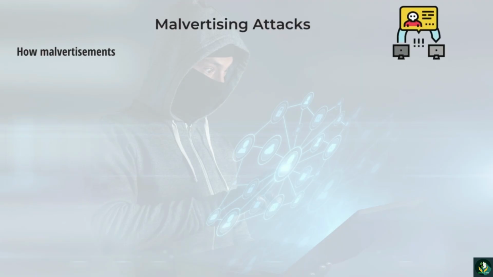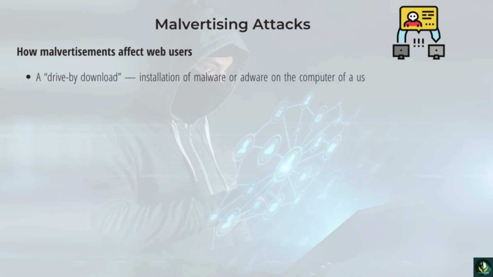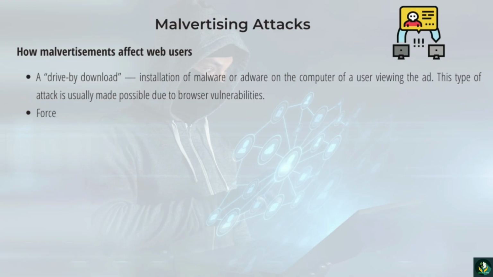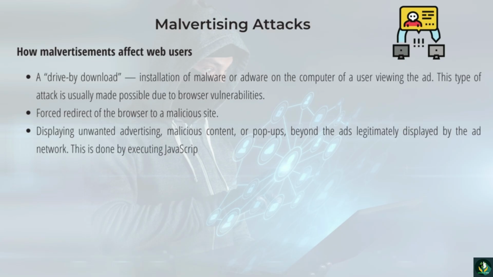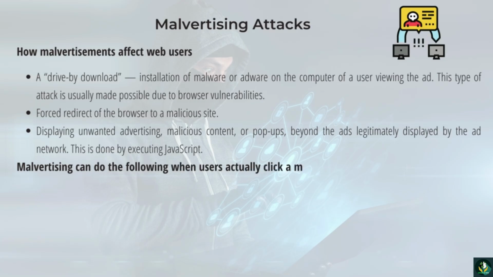How malvertisements affect web users. Malvertising might perform the following attacks on users viewing the malvertisement without clicking it: a drive-by download, installation of malware or adware on the computer of a user viewing the ad. This type of attack is usually made possible due to browser vulnerabilities. Forced redirect of the browser to a malicious site. Displaying unwanted advertising, malicious content, or pop-ups beyond the ads legitimately displayed by the ad network. This is done by executing JavaScript.